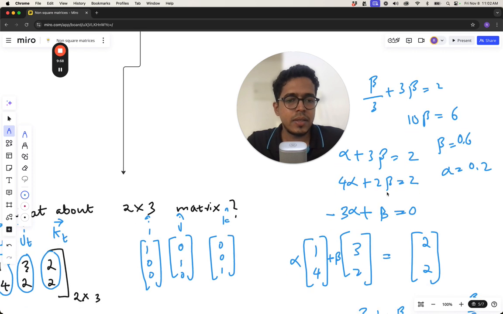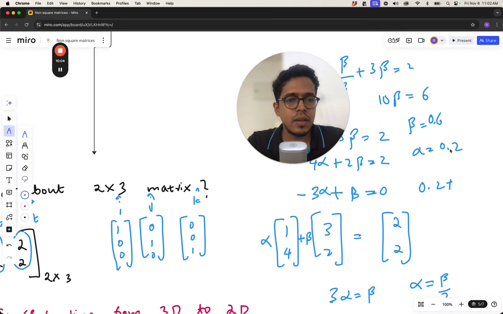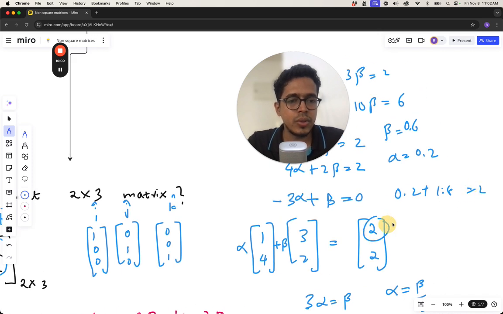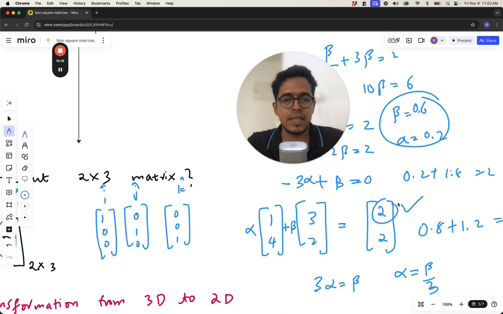So alpha times 1 is 0.2 plus 3 times 0.6, 1.8. That is equal to 2. So you are getting 2. Then alpha is 0.2. 0.2 times 4 is 0.8 plus 1.2 equal to 2. So yes, basically the third vector 2, 2 can be represented as a linear combination of the first two vectors, where alpha equal to 0.2 and beta equal to 0.6.